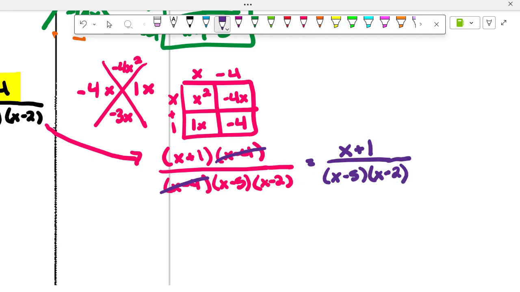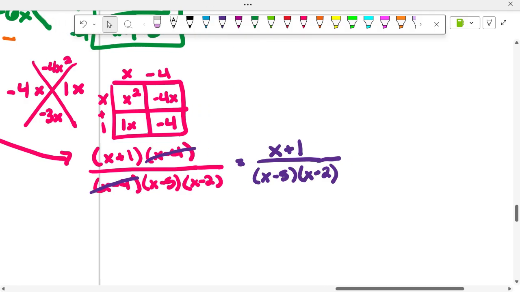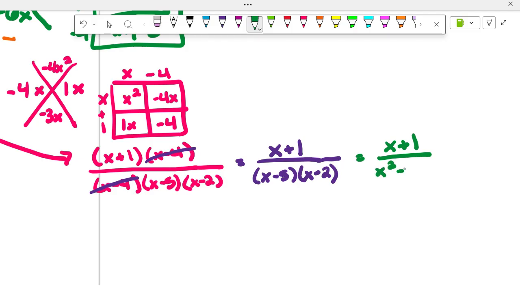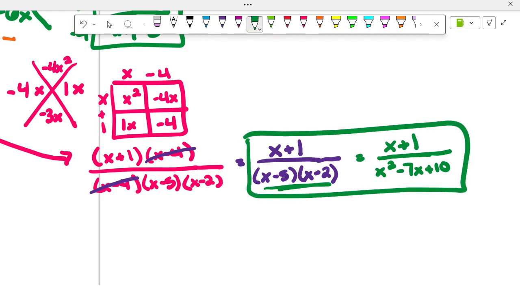Now, you can leave this like this, and I'll be happy. But sometimes they may have it in the fully standardized form. So you can always do a quick FOIL or box method on the bottom. So another answer I could accept is x plus 1 over x squared minus 7x plus 10. And that's if I did a quick box method for the right there. So again, if you get to here, I'm happy, but either one of these I would accept.